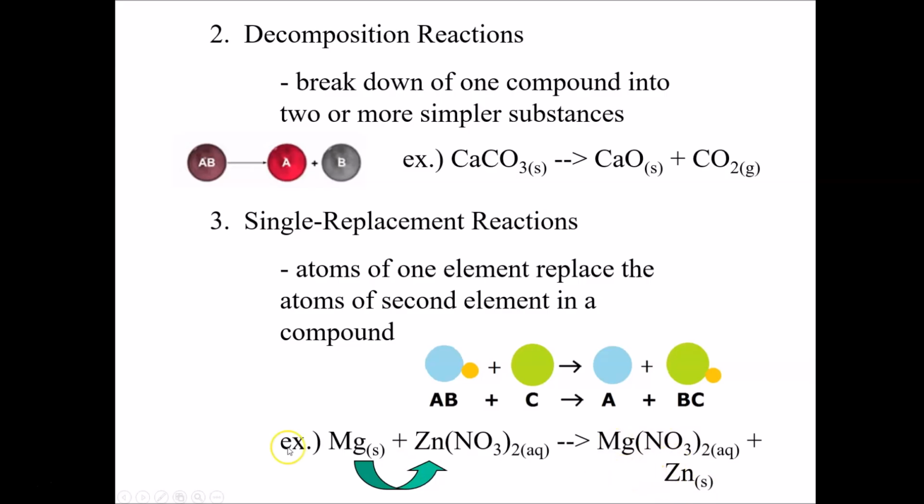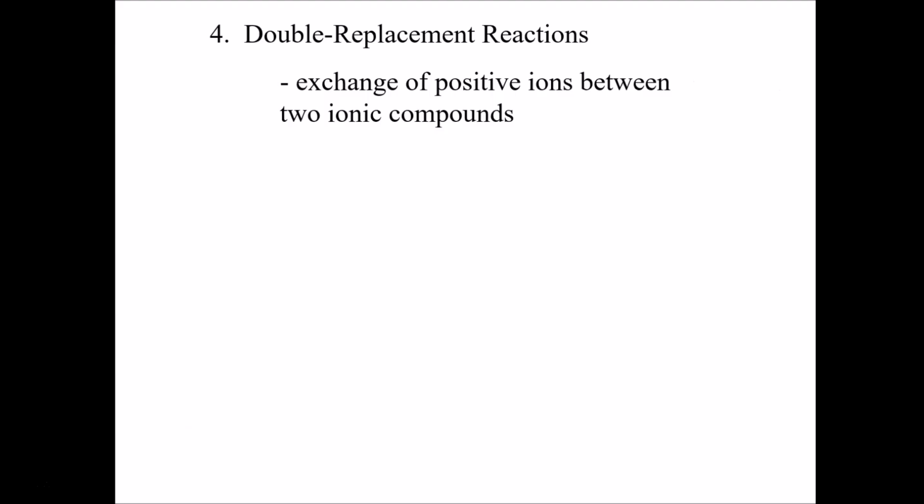So again, most of these are pretty easy to spot, and that's going to be your job, to be able to look at a chemical reaction and state which of these 5 it falls within. The 4th type is called a double replacement reaction. So a double replacement reaction now means that we have 2 compounds. Both the compounds are ionic, so they're made up of ions, and the ions switch partners.